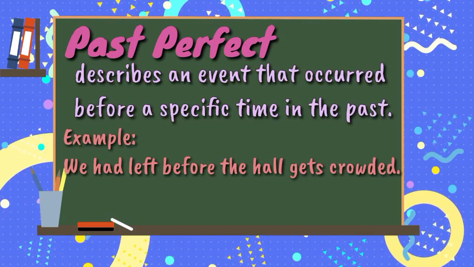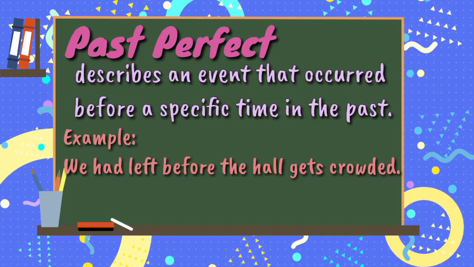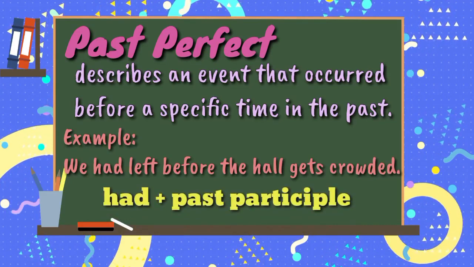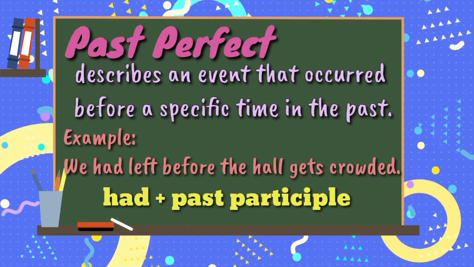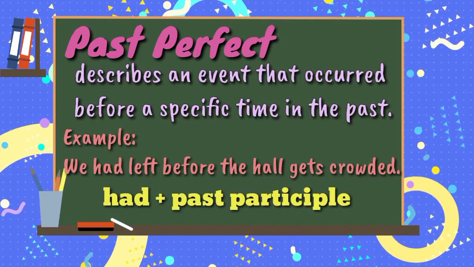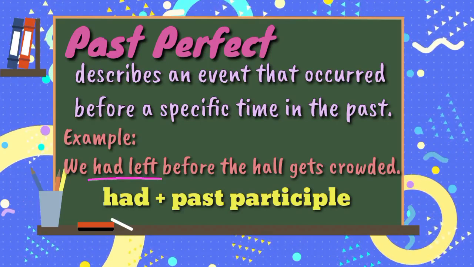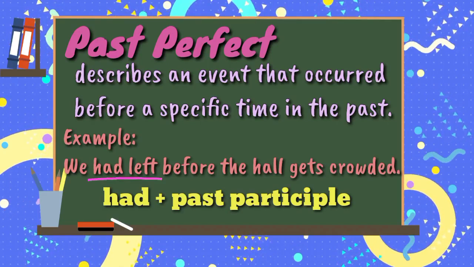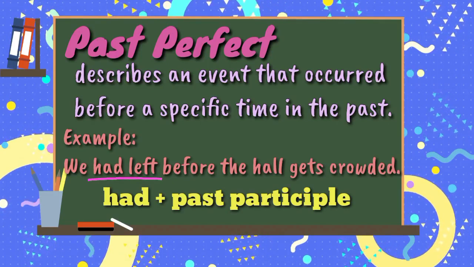In forming the past perfect, we use had plus the past participle form of the verb. Just like our example, had plus the past participle form of the verb leave, which is left.